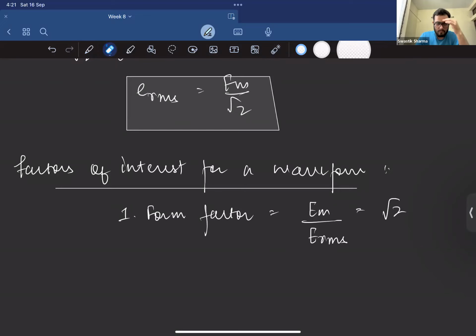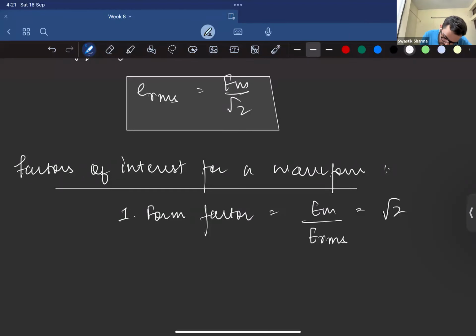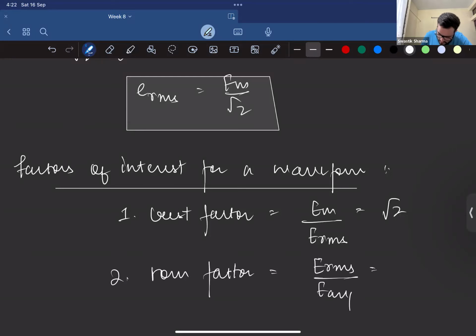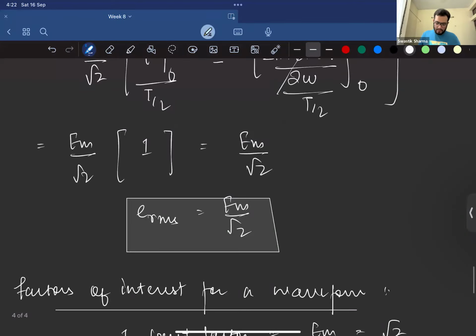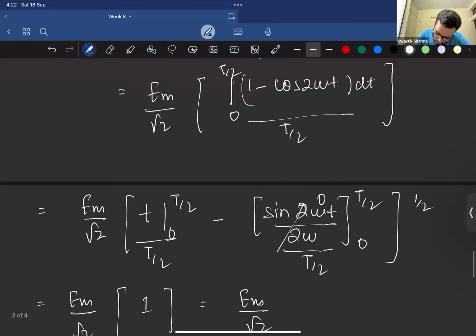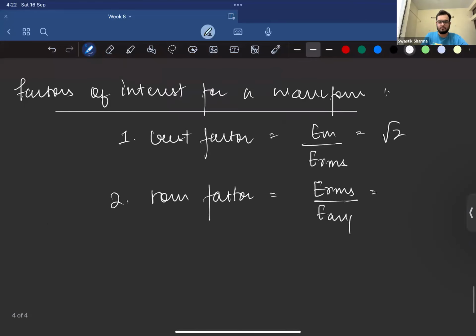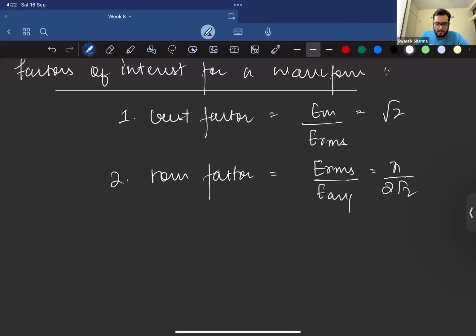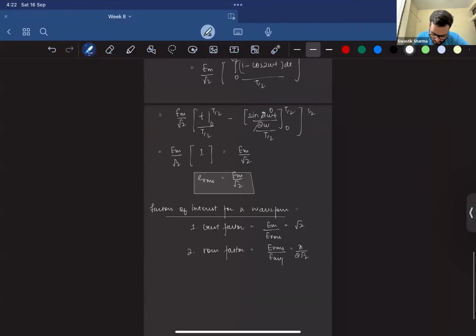Sorry, it's not form factor, it's crest factor. Form factor is RMS upon average value. So it's Em by root 2 and 2Em by pi, right? So it's pi by 2 root 2. Right? So that's how some important factors of interest for a waveform.